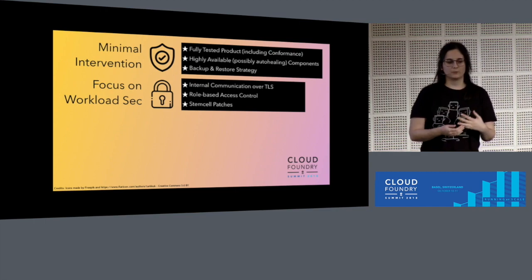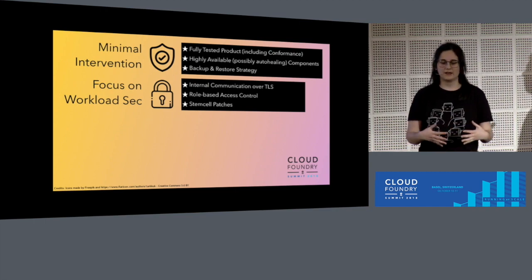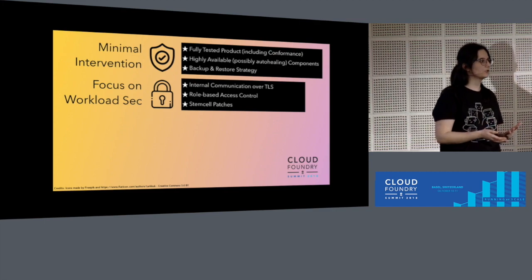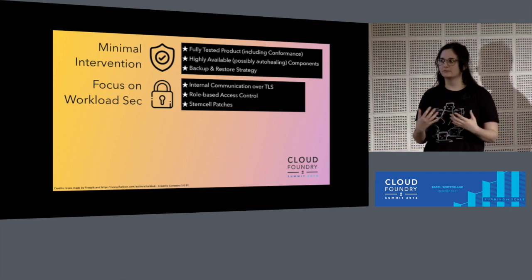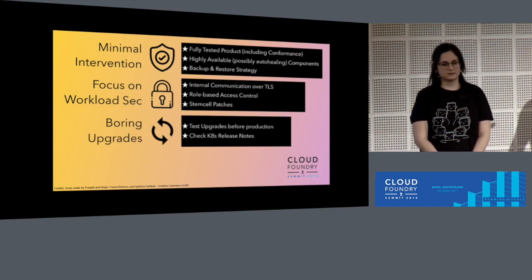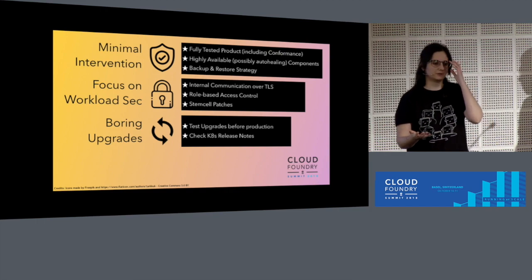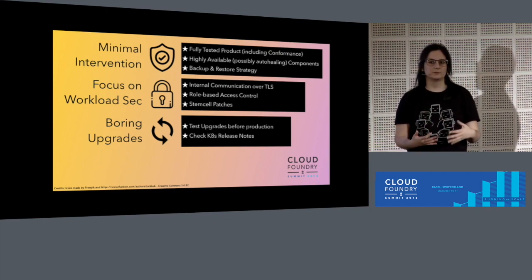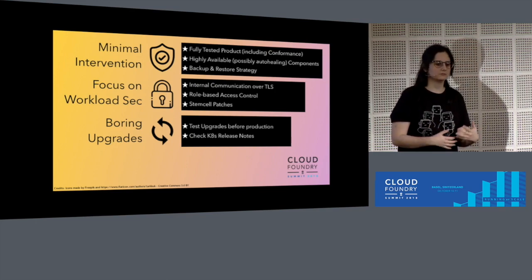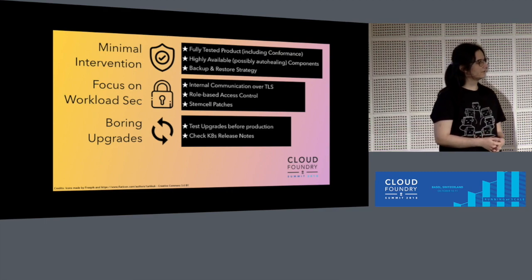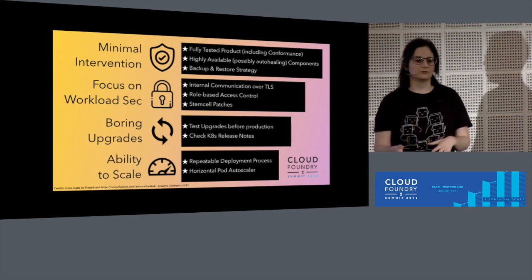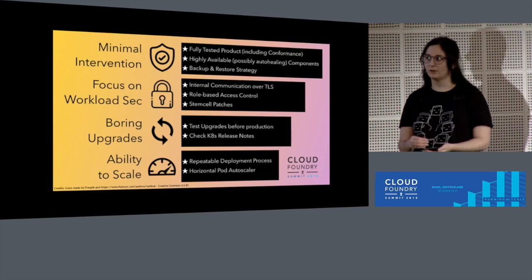As for security, we can focus on workload security because we already have the Kubernetes recommendations baked into our environment. So we have communication over TLS, RBAC, and we have access to SAML and operating system patches. Having control over our upgrade process means that we have boring upgrades, and we do this by testing our upgrades before going to production and making sure we know what's new in the new K8s version. And finally, we have a performant environment which is able to scale because we have a repeatable deployment process and we use tools such as the horizontal pod autoscaler.